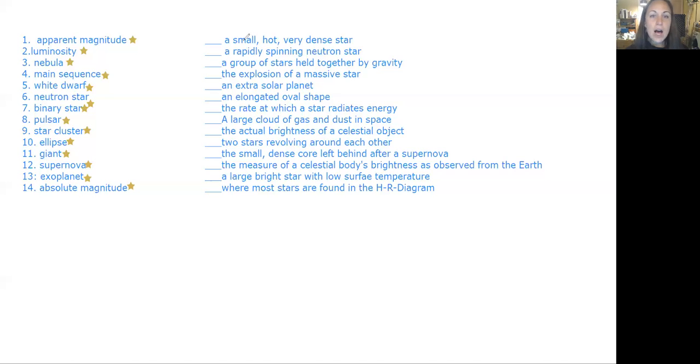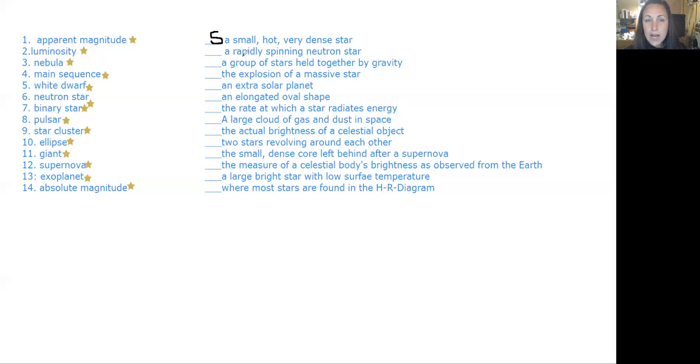Now, a small, hot, very dense star would be a white dwarf. When you think of the color white in a fire, if you see white in a flame, that is the hottest part of the flame. And dwarf obviously means small, smaller than average. So a small, hot, very dense star is going to be a white dwarf. Above that telescope with the definition, we're going to put a number 5, to match with white dwarf, which is star number 5 above.